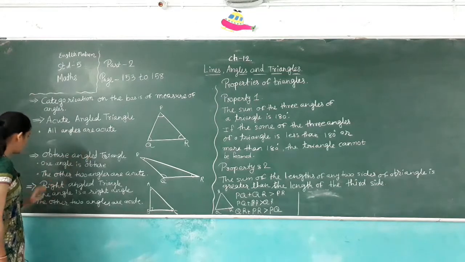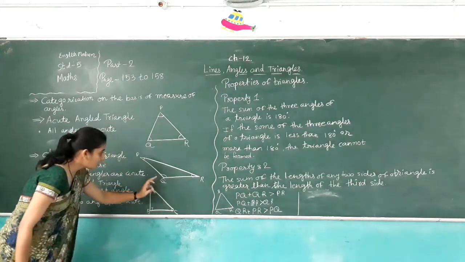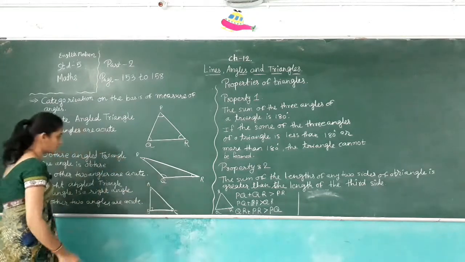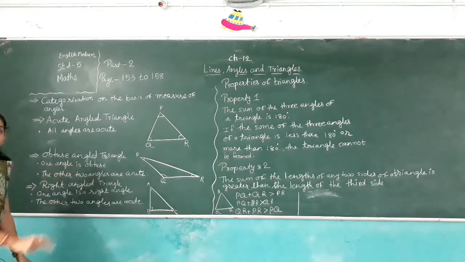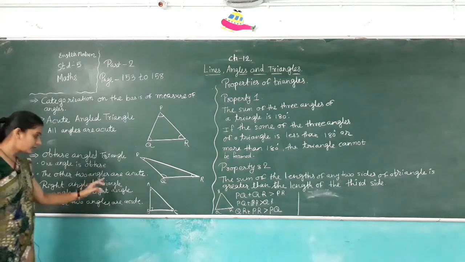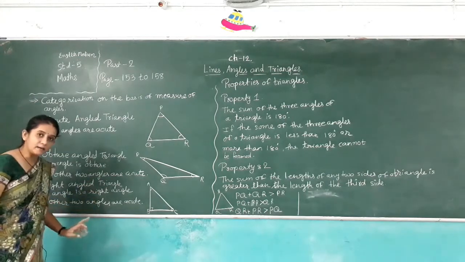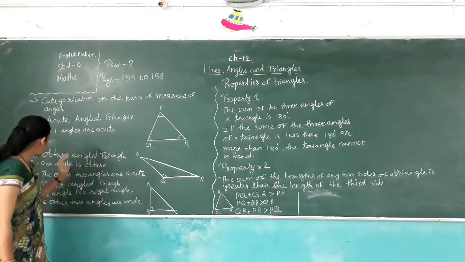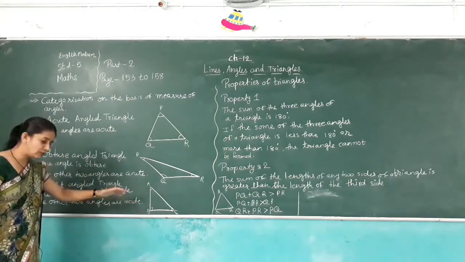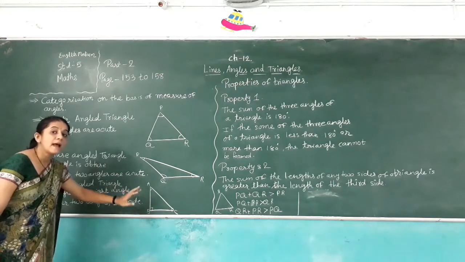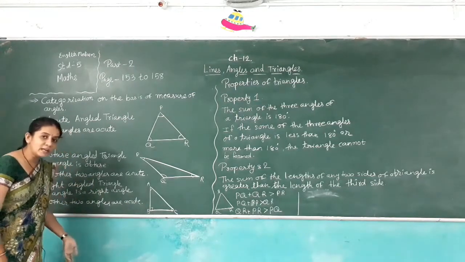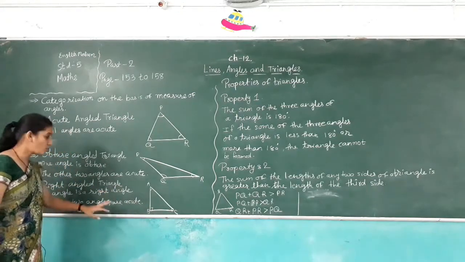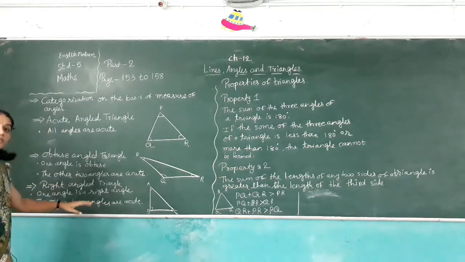Obtuse angle triangle. One angle is obtuse. Here only angle Q is obtuse, and the other 2 are acute. This type of triangle is called an obtuse angle triangle. Right angle triangle. One angle is a right angle. A right angle means 90 degrees, that means one angle's measurement is 90 degrees, and the other 2 are acute angles, less than 90 degrees. So this type of triangle is called a right angle triangle.